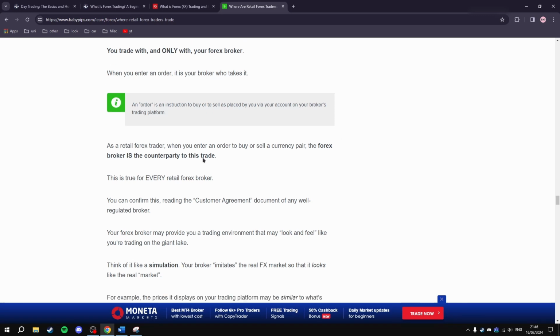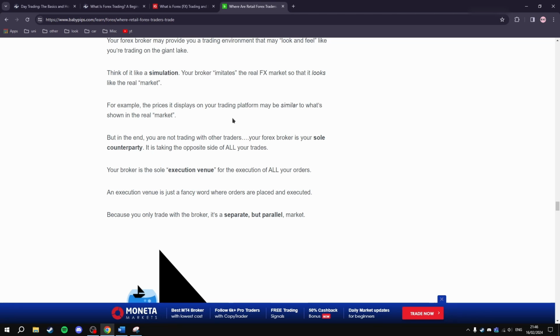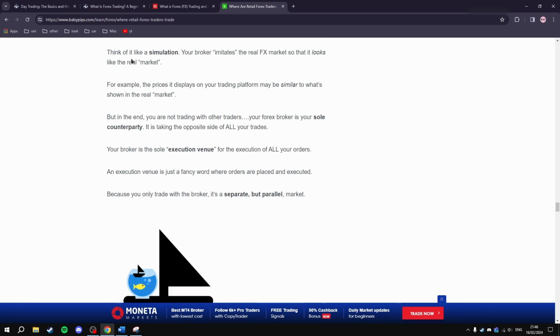Your forex broker may provide you a trading environment that may look and feel like you're trading on the giant lake. Think of it as a simulation. Your broker imitates the real FX market so that it looks like the real market. For example, the prices it displays in a trading platform may be similar to what's shown in the real market, but in the end you're not trading with other traders. Your forex broker is your sole counterparty. It is taking the opposite side of all your trades.